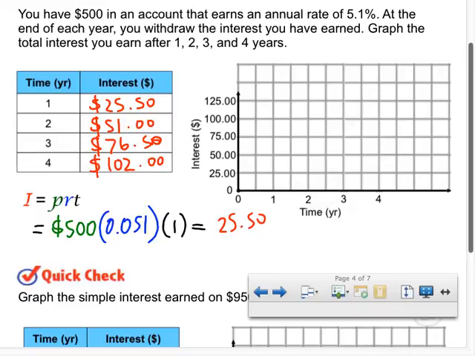So quiet, please. I'm going to go ahead and graph this. There's way too many side conversations going on. You need to make sure you know how to do this for tomorrow. So at 1 year, we're a little bit over 25. In 2 years, we're about 50, just a little bit over 50, about 51. At 3, it's 75, just a little bit over 75. And then at 4, we're about 102. So if I was to draw a line through this, representing my interest, it would be a linear relationship. Okay?